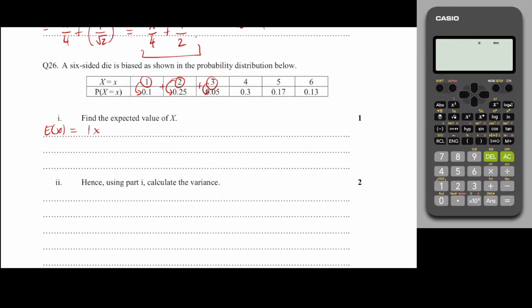So it's going to be 1 times 0.1 plus 2 times 0.25 plus 3 times 0.05 plus 4 times 0.3 plus 5 times 0.17 plus 6 times 0.13. And then we put this into our calculator, and I'm going to cheat because I could not be bothered to put that into a calculator because it's just a very straightforward sum. Sum and product, I guess. But 3.58 is our solution for that one.